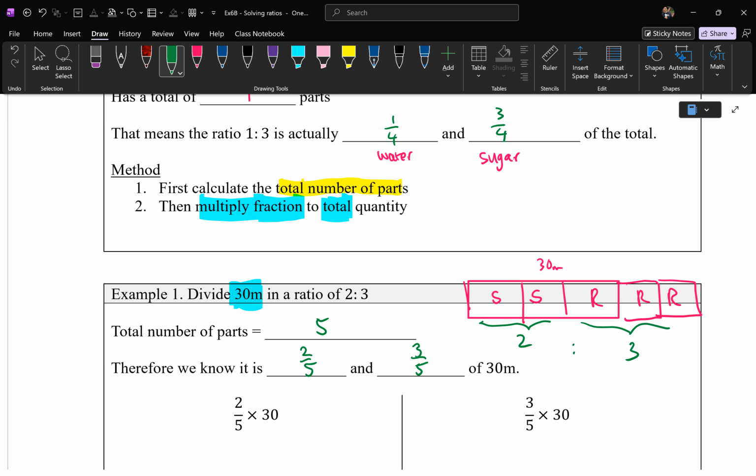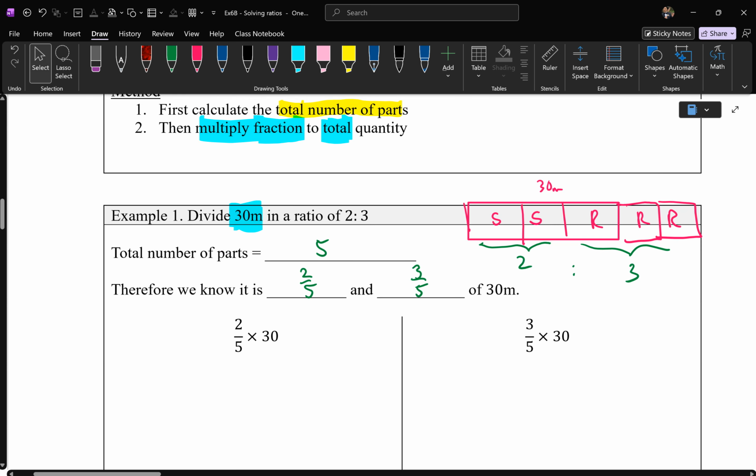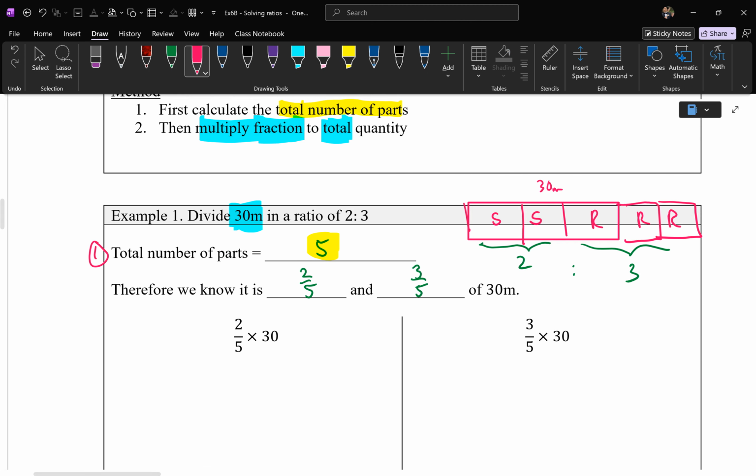So here, this is how we work it out. So step number 1, remember method 1 was find total number of parts. So here's number 1. Number 2, well, let's calculate it. What is a 2 to 3 ratio actually look like in terms of the length? Because we're talking about 30 meters. So out of 30 meters, I want to find how much of it is sand that I can't run on. So 2/5 of 30, when you say 2/5 of the total, of means times. You're just calculating what 2/5 times 30 is.